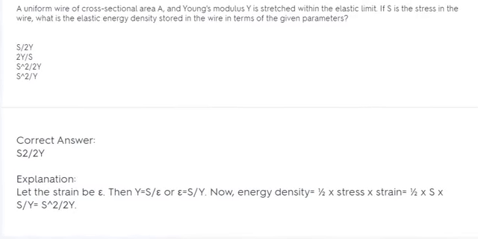A uniform wire of cross-sectional area A and Young's modulus Y is stretched within the elastic limit. If S is the stress in the wire, what is the elastic energy density stored in the wire in terms of the given parameters? S/2Y, 2Y/S, S^2/2Y, S^2/Y. Correct answer. S^2/2Y. Explanation. Let the strain be e, then Y equals S/e, or e equals S/Y. Now, energy density equals 1/2 times stress times strain equals 1/2 times S times S/Y equals S^2/2Y.